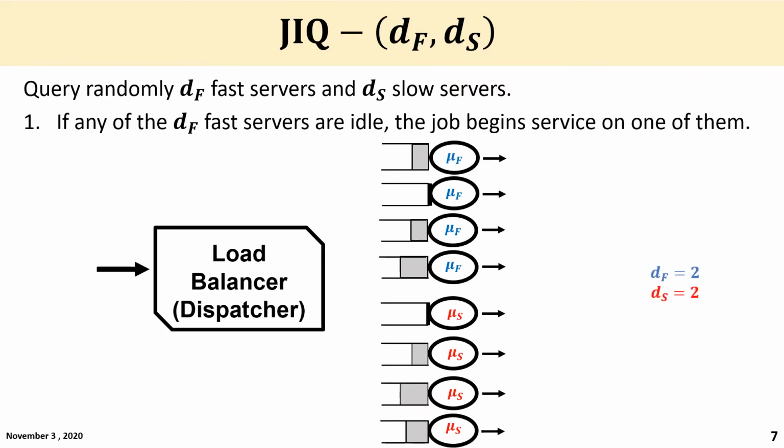Here is an illustration of this when DF and DS are equal to 2. Say a job arrives and the randomly queue-read fast and slow servers are as shown in the figure. Since there exists an idle fast server in the queue, the job will be dispatched to it.